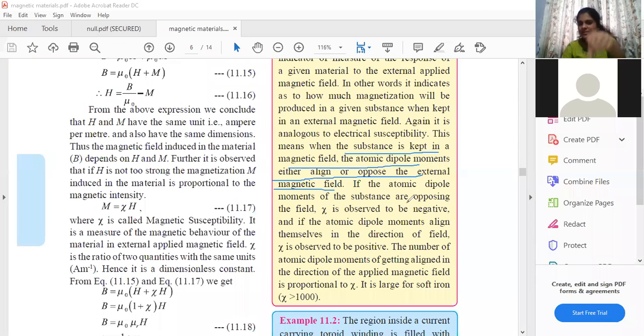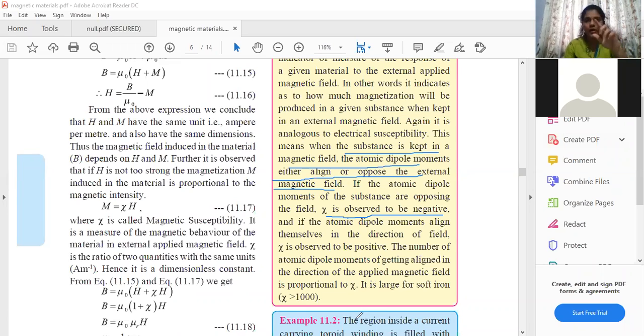Depending on that, the further point is there. If the atomic dipole moments of the substance are opposing the field, then χ is observed to be negative. So if inside the material the dipole moments are aligned in the opposite direction to that of the external magnetic field, then the magnetic susceptibility value is negative. Now students, just in the above part of this topic, superconductors have susceptibility -1, that is they have μ as 0, no magnetic lines of force.